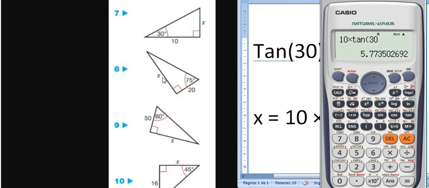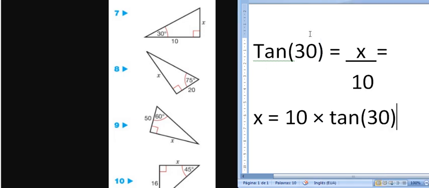It's going to be the tangent of 75. Let me help you doing this. The tangent of 75, because now that's the angle, is going to be equal to the opposite, x, divided by 20. So it's going to be 20 times tan 75. It's very easy.